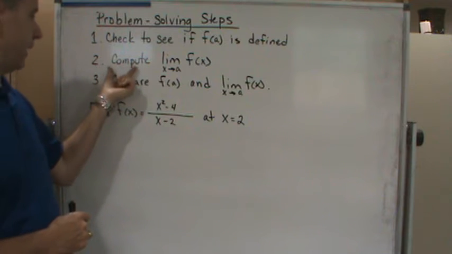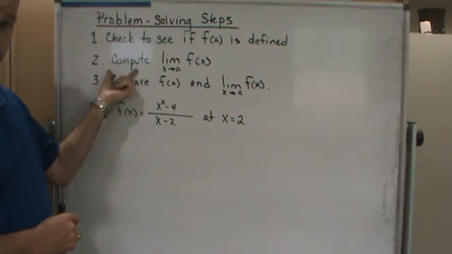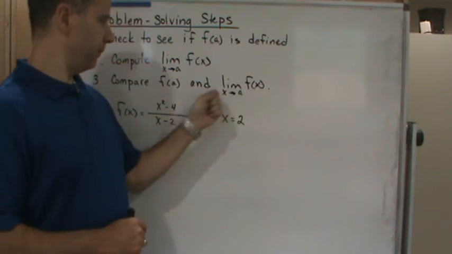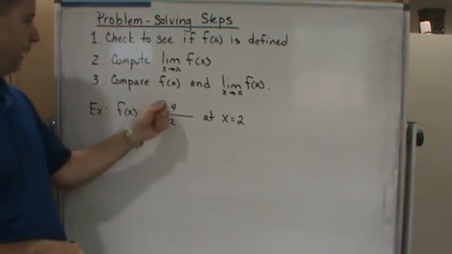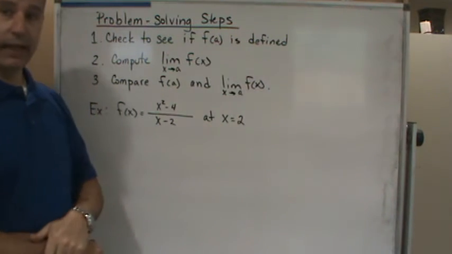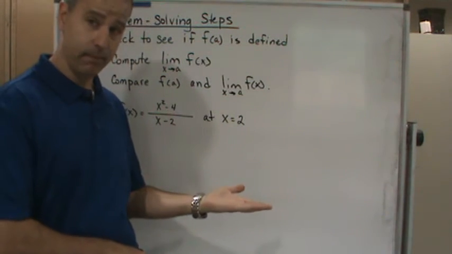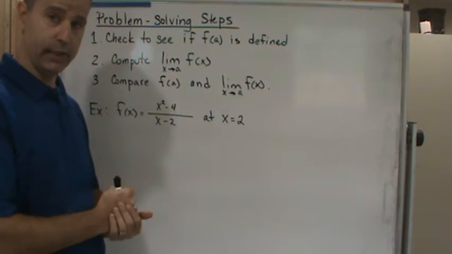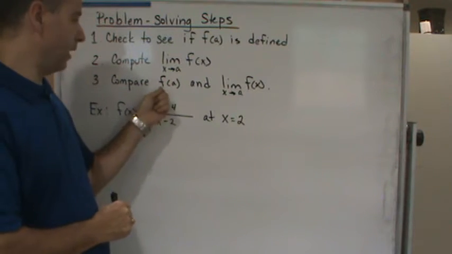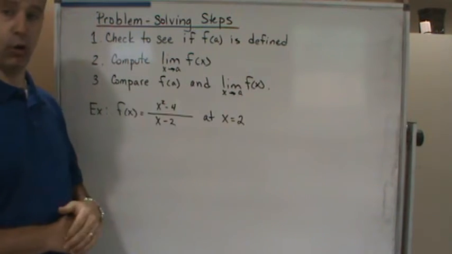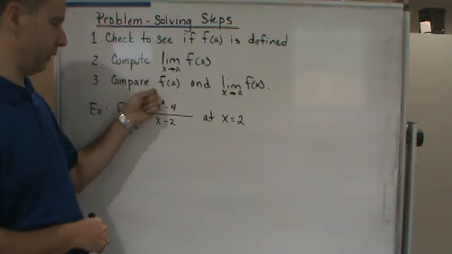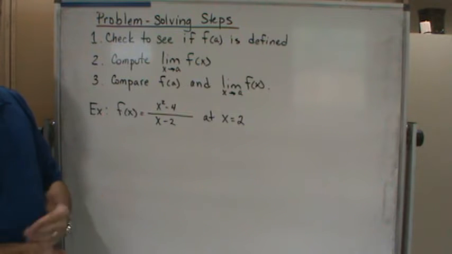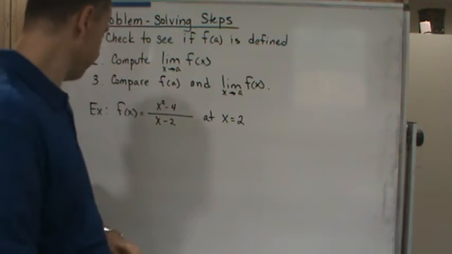If it does satisfy condition 2, then go on to the final condition, which is that you compare the two. You compare f of a and the limit. If they are not the same, then you're done. You have a discontinuity at point a. If they are the same, then now you know, because you've satisfied all three conditions, that the function is continuous at the point a.